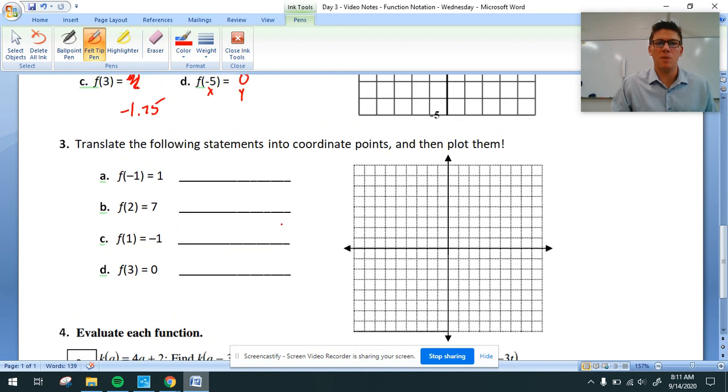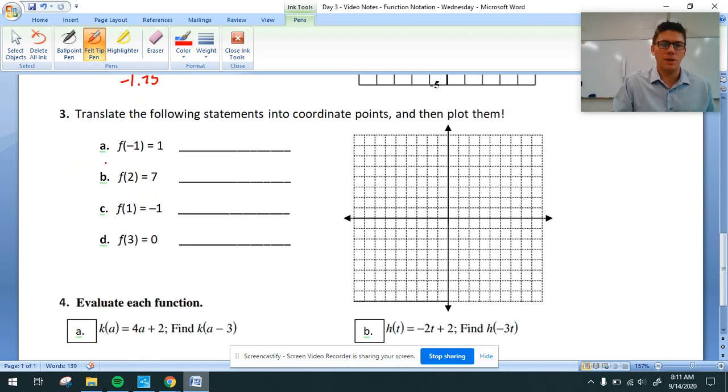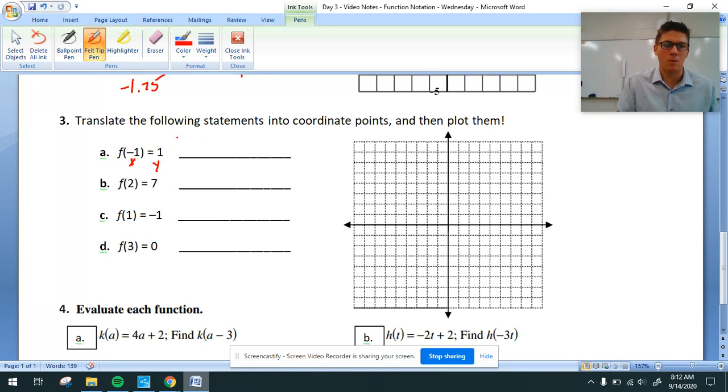So then do the same thing but in reverse. So here's the statement, here's our points. Now here's the statement, plot the points. So this is x value, this is y. What you get back is y. -1, 1. That's the coordinate. 2, 7. 1, -1, 3, 0. And it's saying plot these.